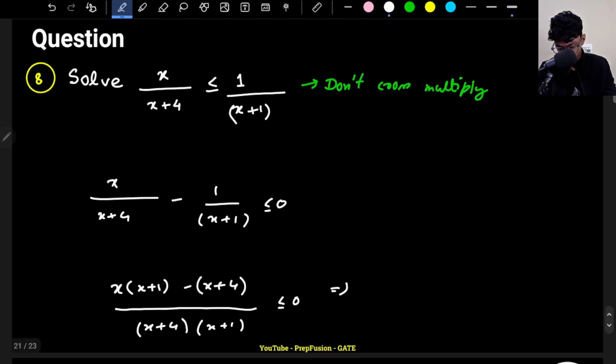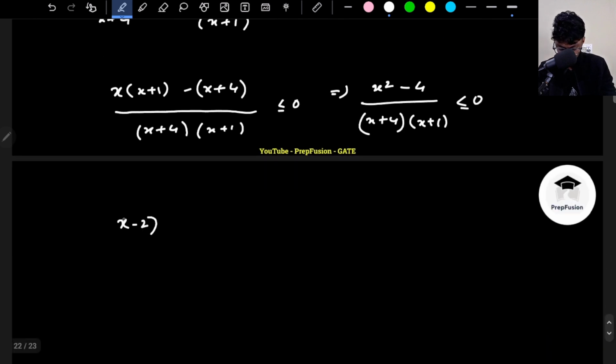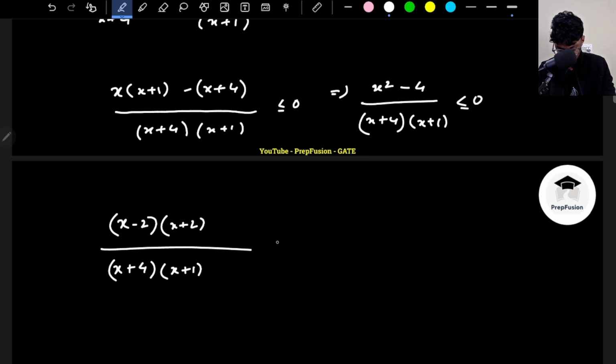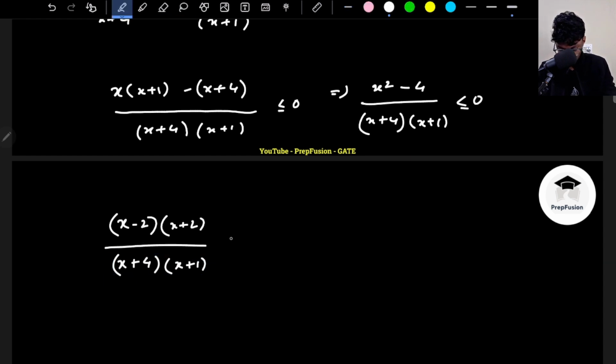So this will be converted into, what are the factors here? This is x square minus 4 divided by x plus 4 into x plus 1 less than equal to 0. So this can be converted into x minus 2 into x plus 2 divided by x plus 4 into x plus 1, less than equal to 0.